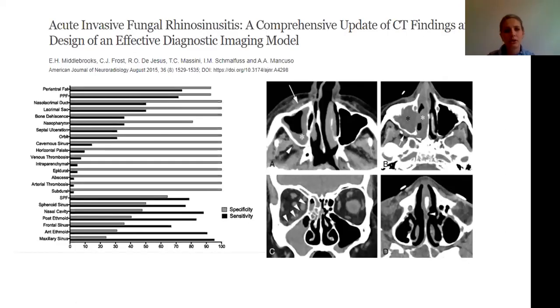So this was quite a good paper by E.H. Middlebrooks, and in essence, they had a look at a comprehensive update of CT findings. In the left column, you'll see that they've listed all the CT findings you might have, and they've demonstrated their specificity and sensitivity. Going through some of these, the periantral fat is the one at the top of the list. And then you can also have things like your pterygopalatine fossa, nasolacrimal duct involvement, lacrimal sac.